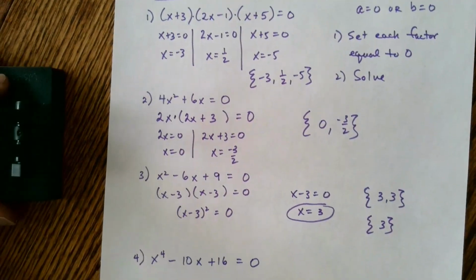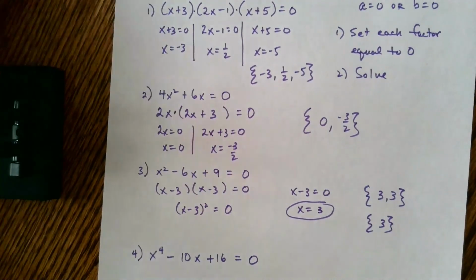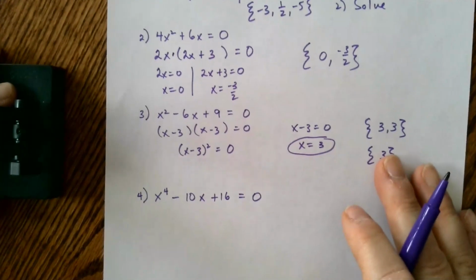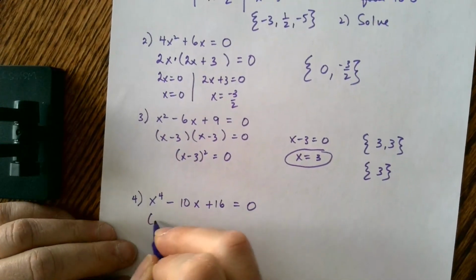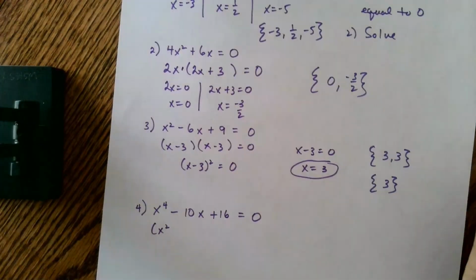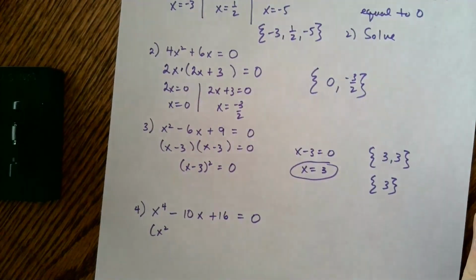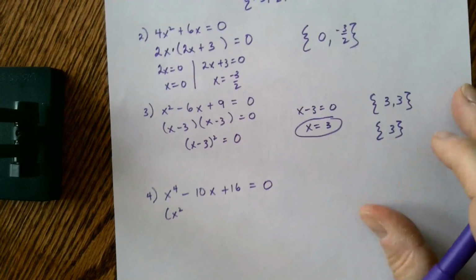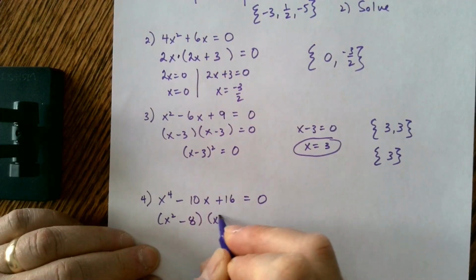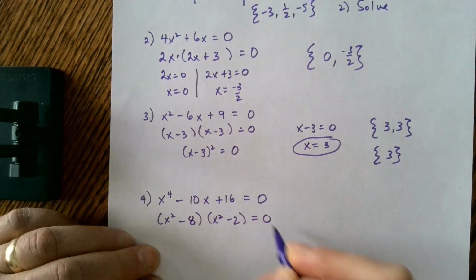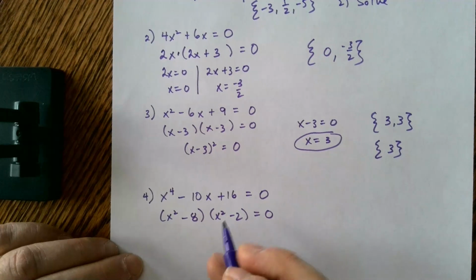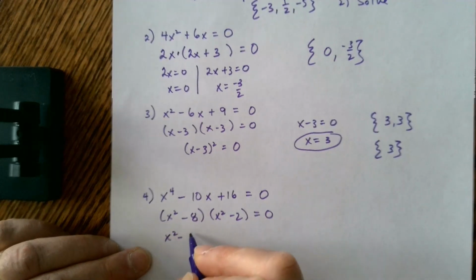We've already factored problem number 4 earlier in our discussion. This would factor into x squared minus 8 and x squared minus 2. Now again, how do I finish solving this? Set each factor equal to 0.